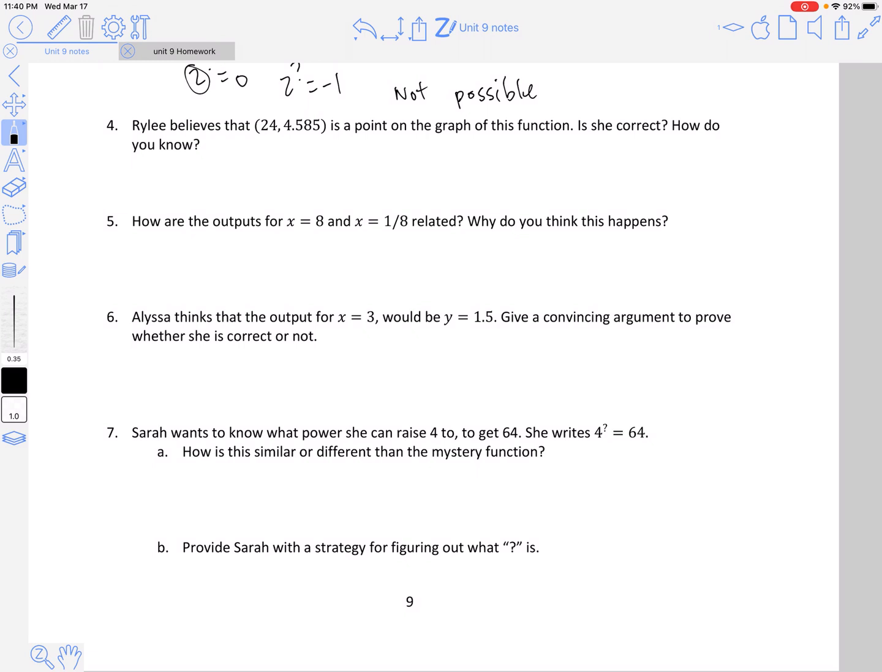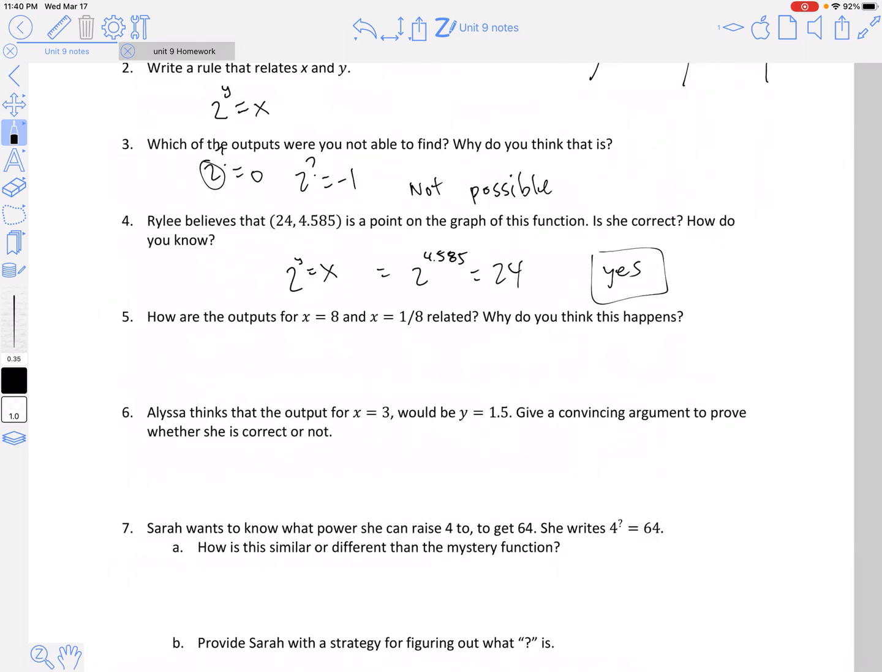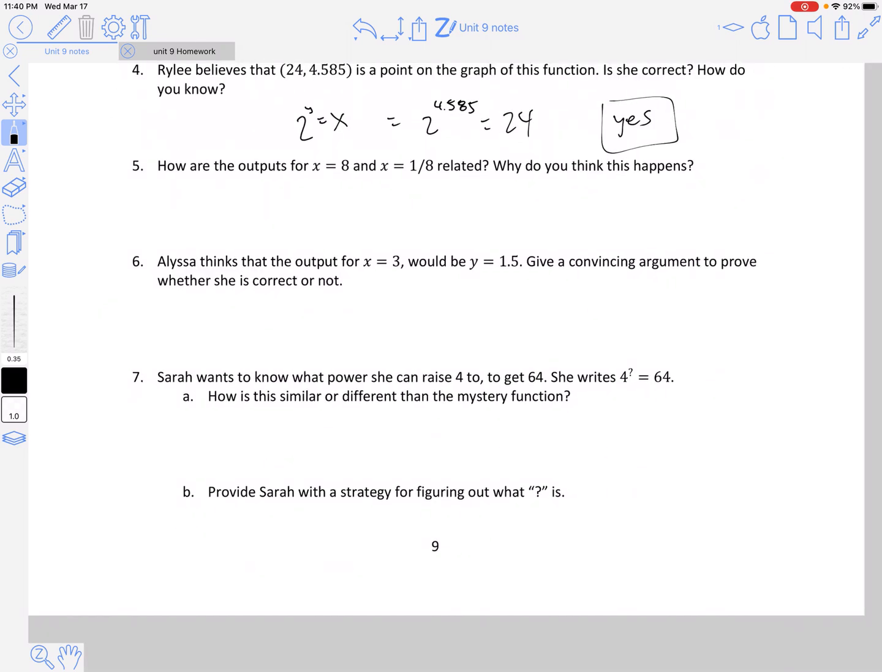Riley believes that 24 and 4.585 is a point on the graph of this function. So remember, 2 to the y equals x. So let's check it. 2 to the 4.585, put that in your calculator. Yep, equals 24. Is she correct? Yes. How do we know? Well, we can put that in our calculator, right? Now that we know what creates this pattern, we can check it if they give us a point like that.